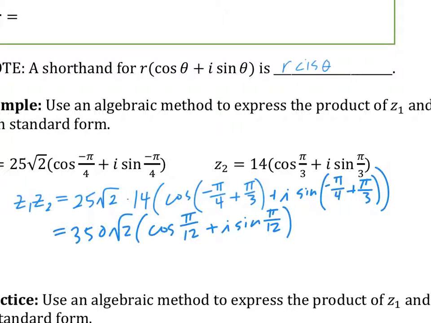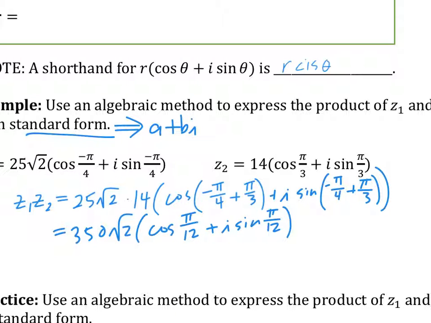It says it wants it in standard form. What is standard form? Ooh, that is not standard form. That's trigonometric form. A plus bi? Yes, a plus bi. Okay, so make sure you read the question to see what form they want. They don't want trigonometric form. Trigonometric form is r cis theta. They want standard form, which is a plus bi.